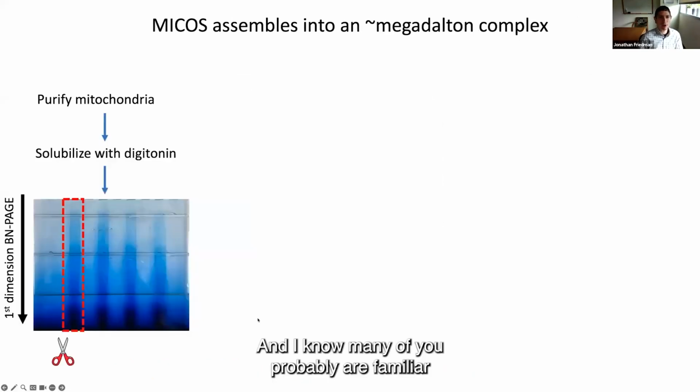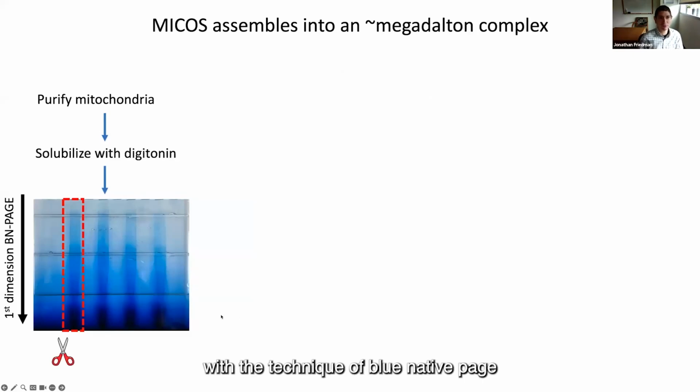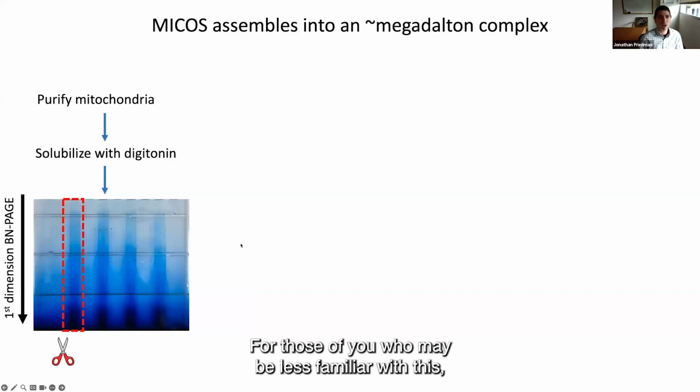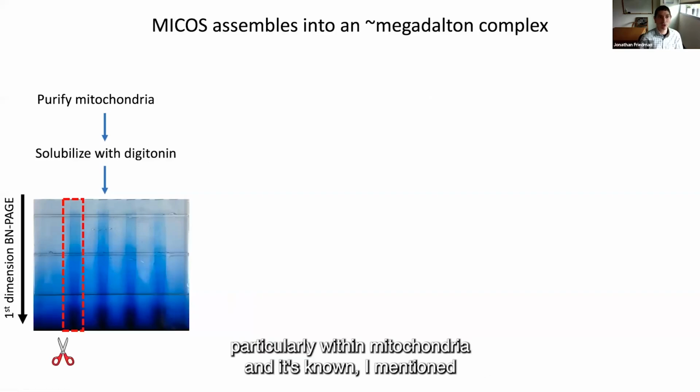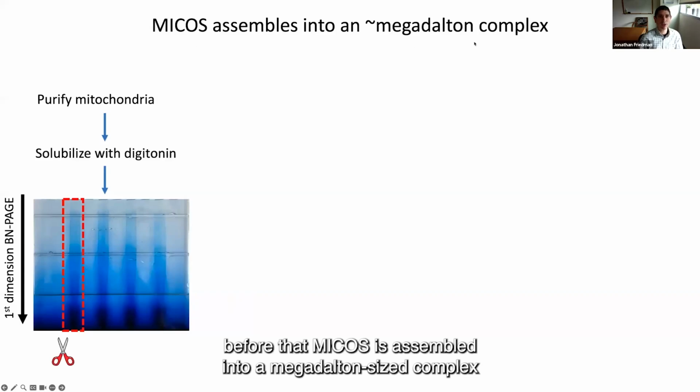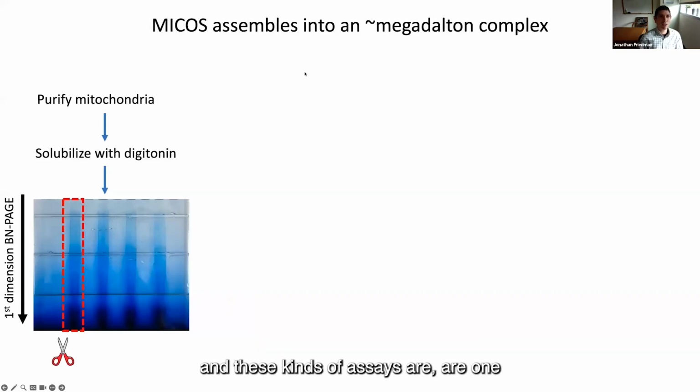And I know many of you are probably familiar with the technique of blue native PAGE and these types of gels. So I'll go through this really quick for those of you who may be less familiar. This is really a great assay for looking at protein complex sizes, particularly within mitochondria. And it's known, as I mentioned before, that MICOS is assembled into a megadalton size complex, and these kinds of assays are one of the ways that this was figured out.